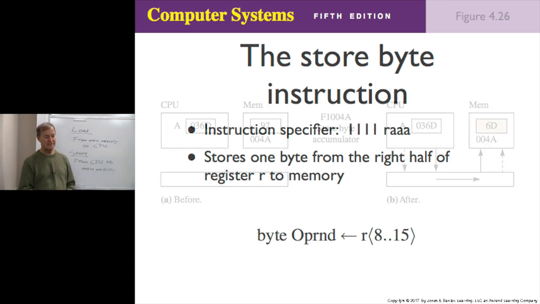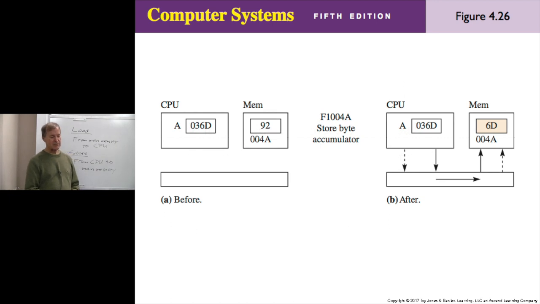Gotcha. Yeah. So here's an example. Does everybody see this before and after in figure 4.26? If the accumulator has 036D and memory at 004A has 92, then after the store, remember store is from the CPU to main memory, the main memory at 004A has value 6D. Is everybody clear?